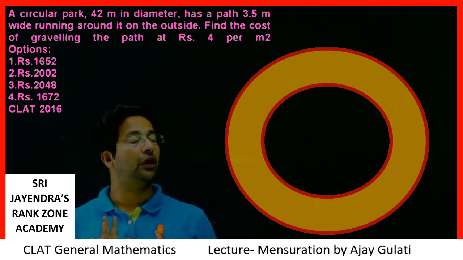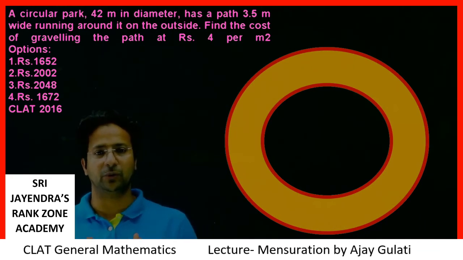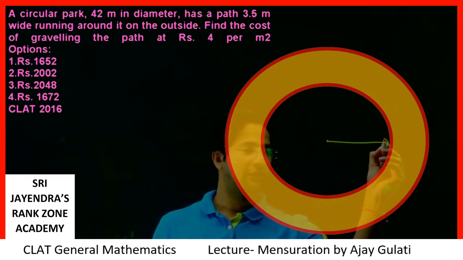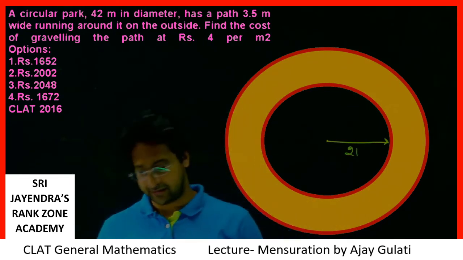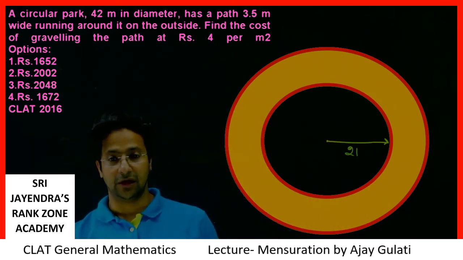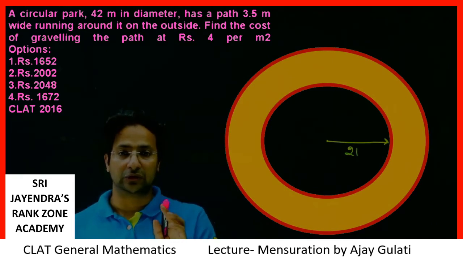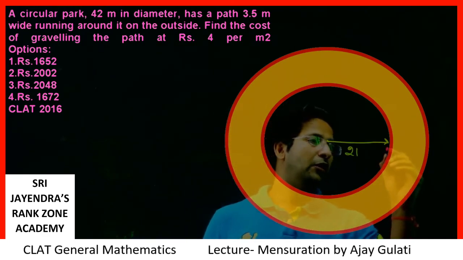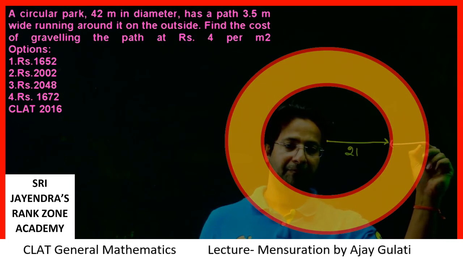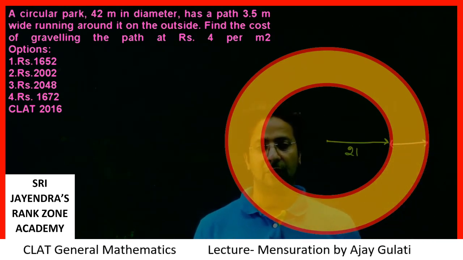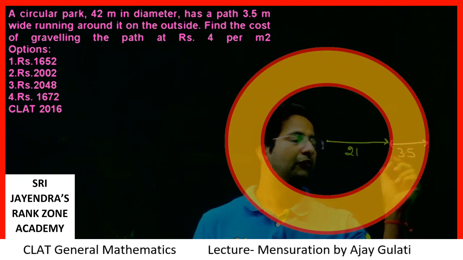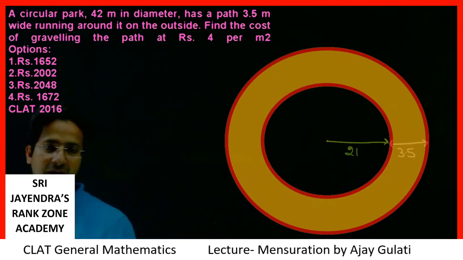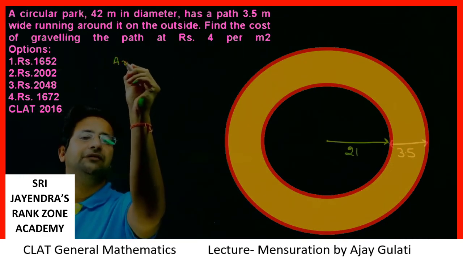See, first of all, 42 meter is the diameter. If I say this point is the center, so from here to here, this will be how much? 21. Yes, it's clear to all. Next thing, what do we have? Find the cost of graveling the path at rupees 4 per meter square, has a path 3.5 meter running around it. Now if I move from here to here, this is how much? This is 3.5 meter. Clear? 3.5 meter. How do I find the area? What I need is area of the path first.